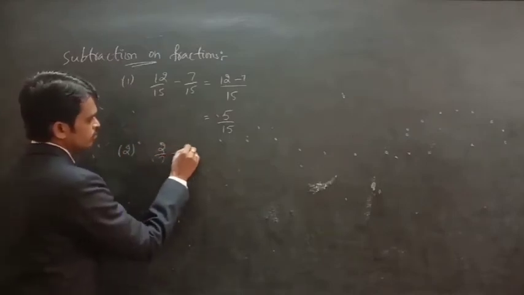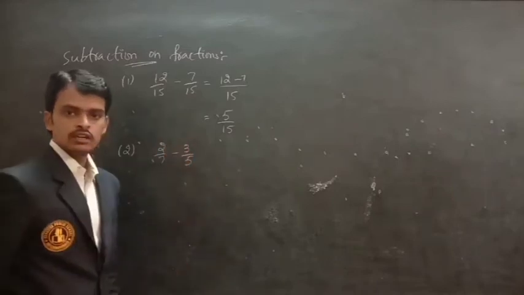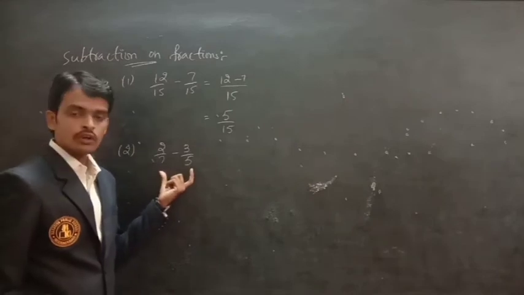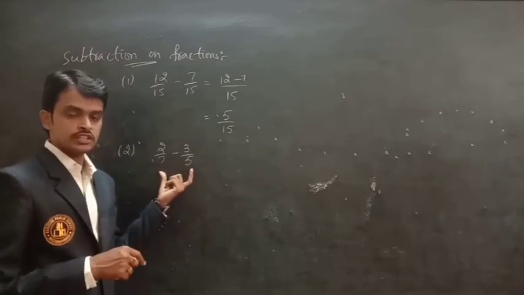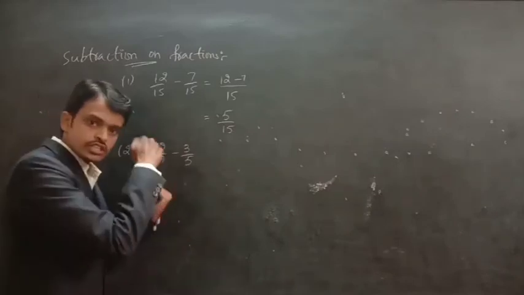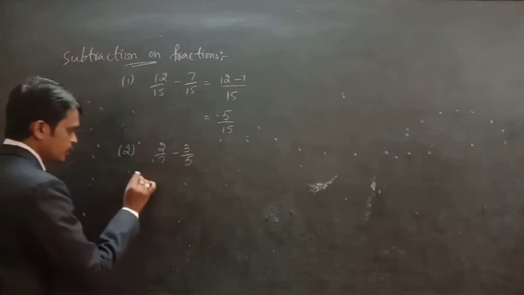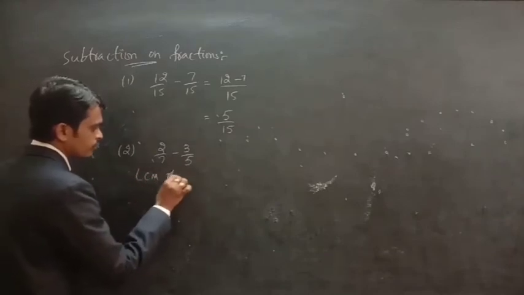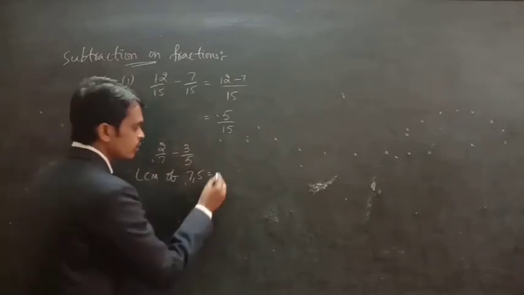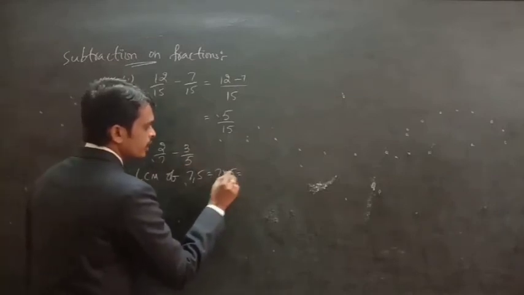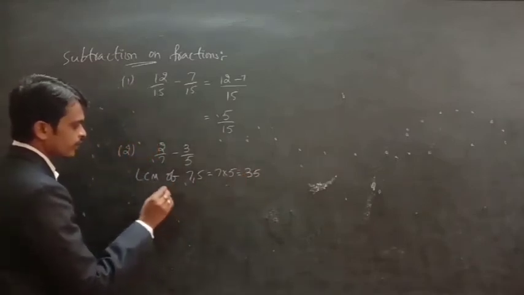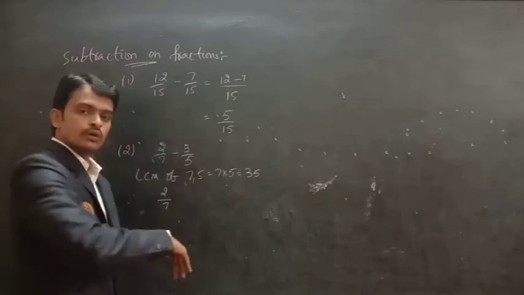2 by 7 minus 3 by 5. Let us subtract these unlike fractions. How will we do it? In addition we already discussed, the process is the same. There we added the fractions and here we should subtract them. First let us find the LCM of 7 comma 5. These two numbers will not go in the same table, so let us multiply 7 into 5. 7 5s are 35. Now these unlike fractions convert into like fractions.